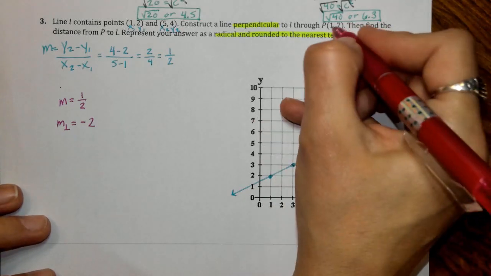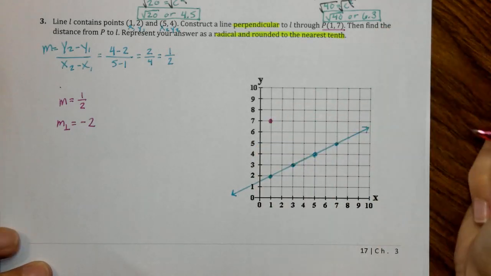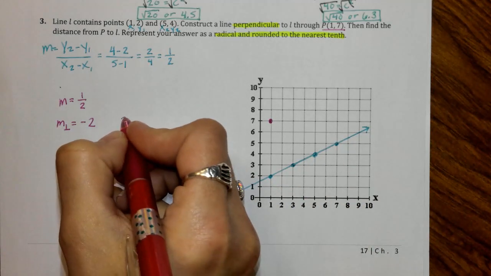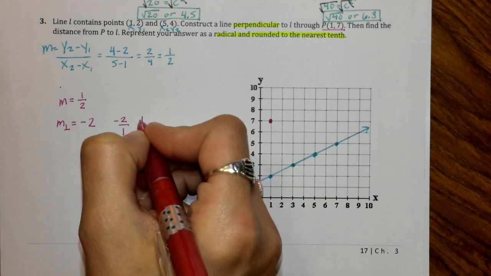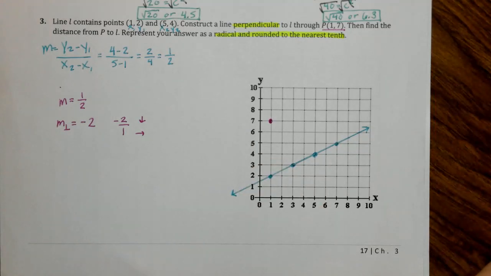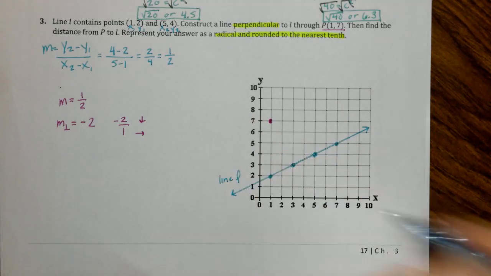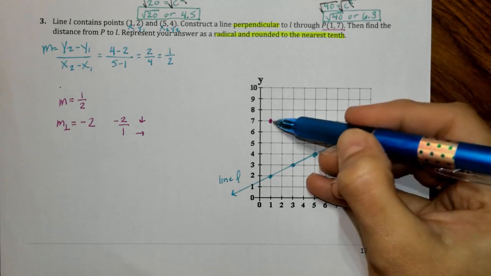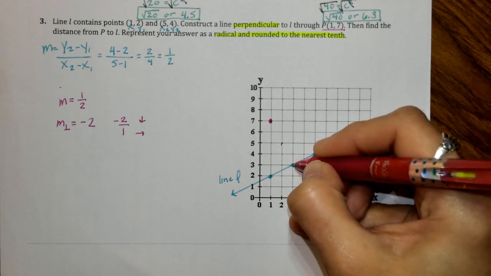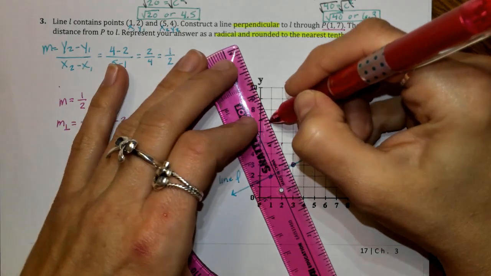Plotting the point P at 1, 7, we're going to apply this -2 slope, which is -2 over 1, so we will go down 2, to the right 1 until we get to line L. Let's go ahead and label this as line L as well. So down 2, to the right 1. Down 2 and to the right 1. And here's where we are going to intersect. So we want to find this distance.